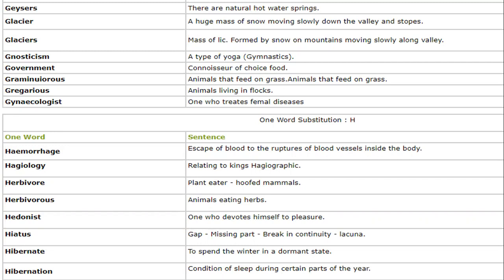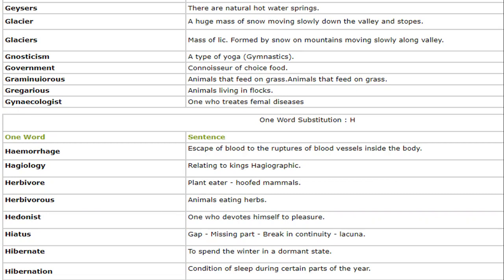Gymnosophist, a type of yogi. Gymnastics. Government, rule of choice. Graminivorous, animals that feed on grass. Gregarious, animals living in flocks. Gynecologist, one who treats female diseases. Hemorrhage, escape of blood from ruptured blood vessels inside the body. Herbivore, plant eater, herbivorous, animal eating herbs. Hedonist, one who devotes himself to pleasure.